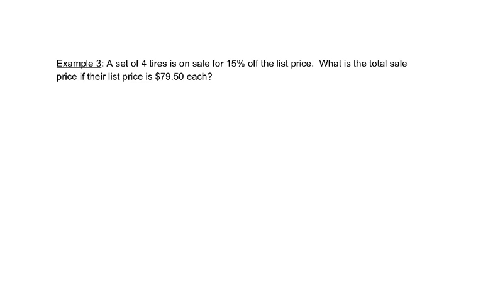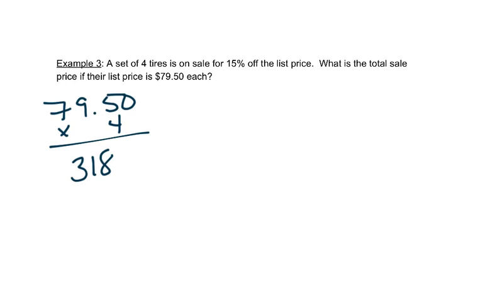The set of 4 tires is on sale for 15% off the list price. What is the total sale price if their list price is $79.50 each? Now there's all sorts of ways to do this problem. There's several different ways you could start. First thing I think of, though, is trying to find the total cost before the sale. So I would do 79.50 times 4, and I find out that the total price before the sale is $318.